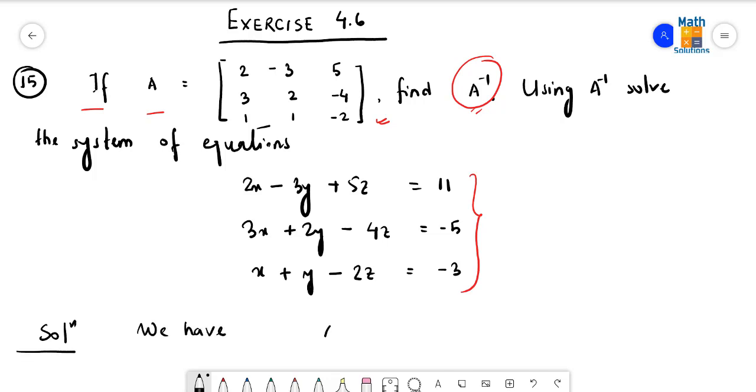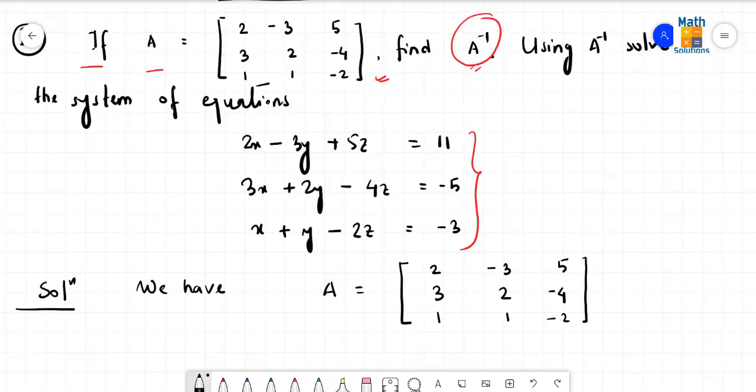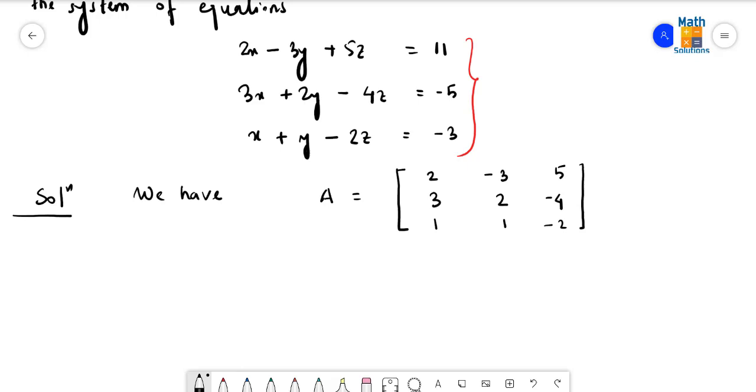We have matrix A is equal to 2 minus 3 5, then 3 2 minus 4, then 1 1 minus 2. So for finding out its inverse, first of all we have to find out its determinant value. If the determinant value is a non-zero quantity, then only inverse of this matrix will exist. So I'm going to proceed with expansion along first row.